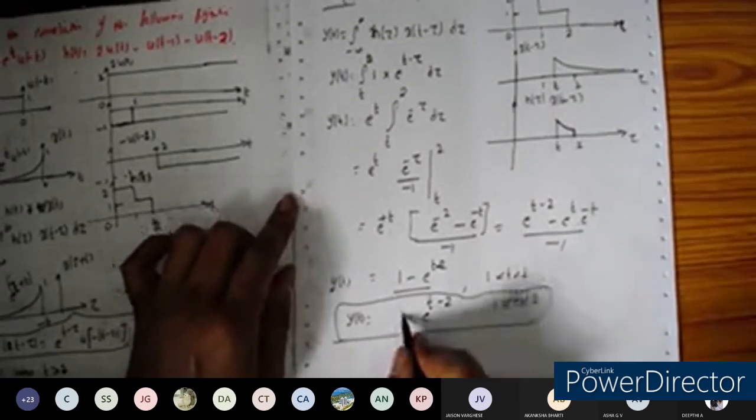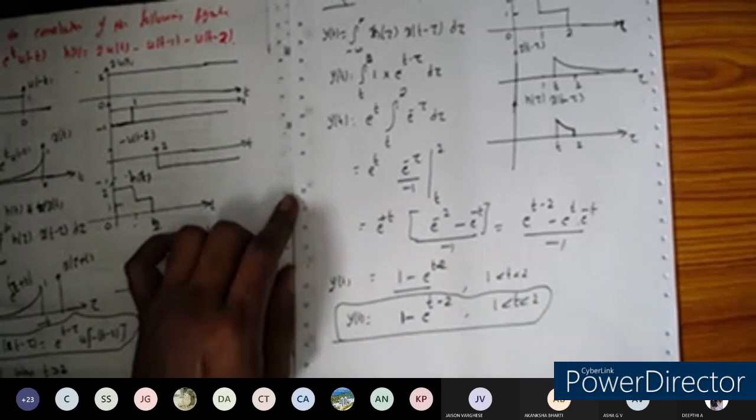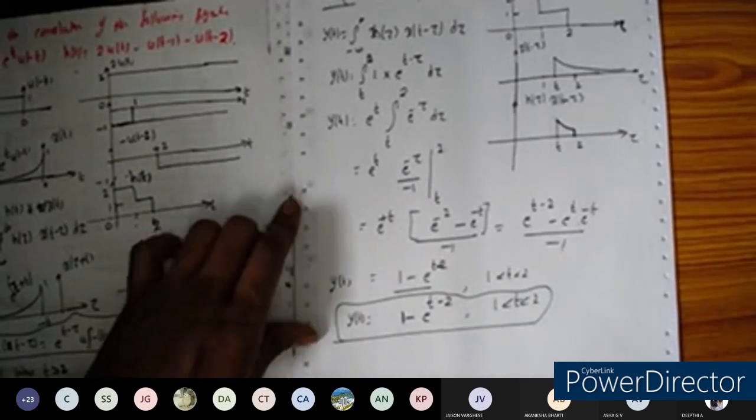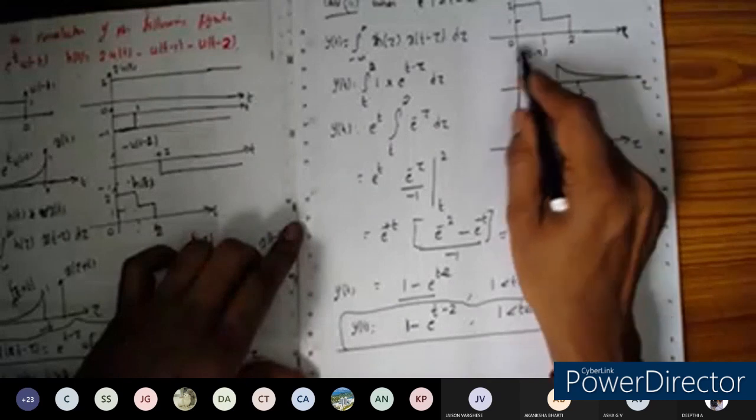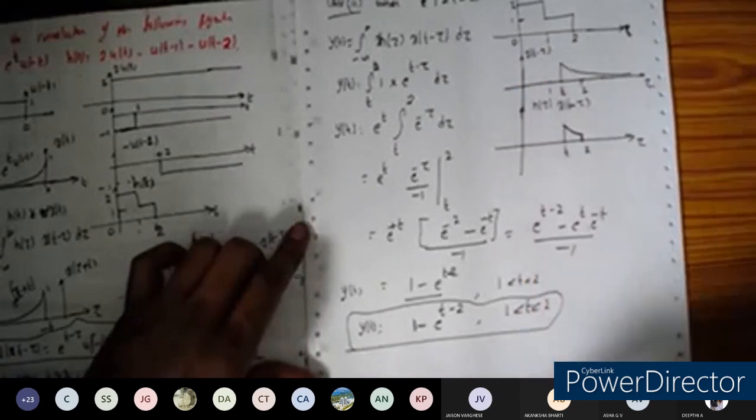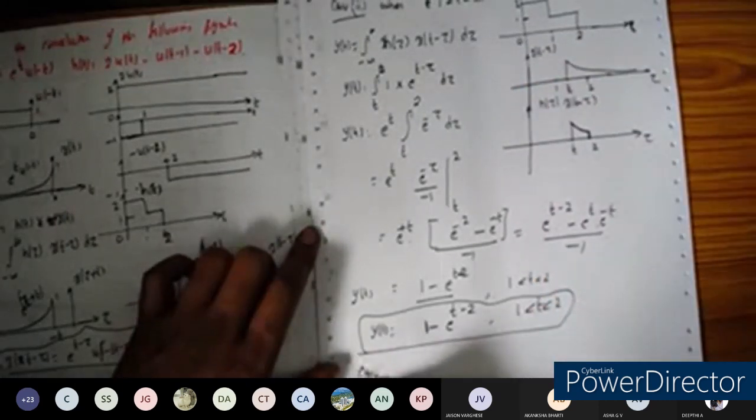Okay, so 1 minus e to the power of t minus 2 will get. Done. So this is for the case t can take the value 1 to 2 here. Now let us take the case when t can take the value between 0 to 1 here. Let us take the value here. So that is case 3 we can take.